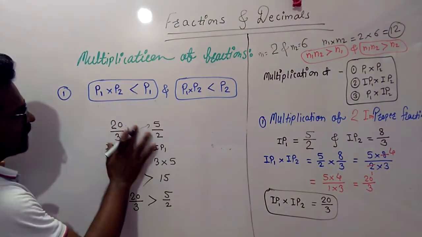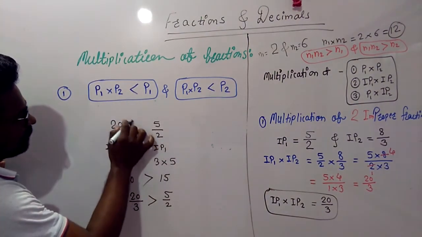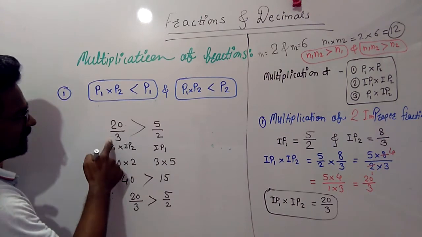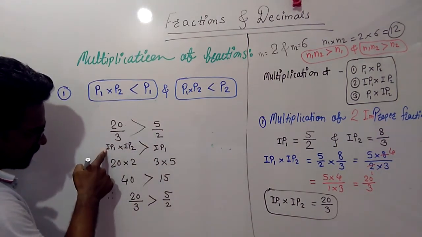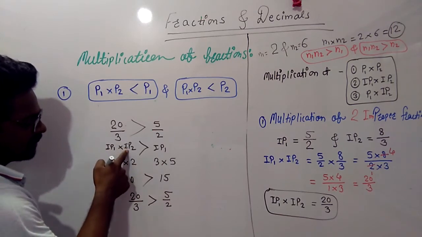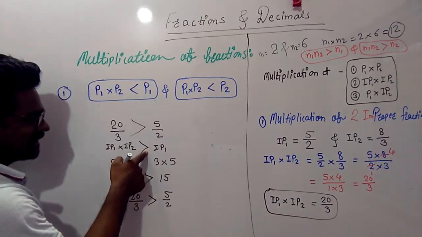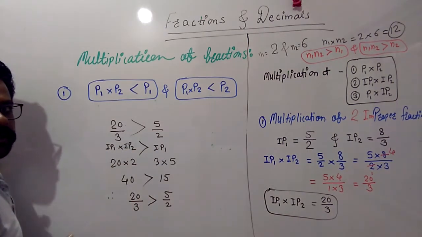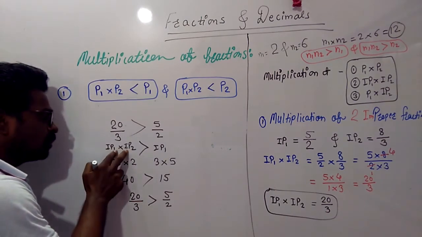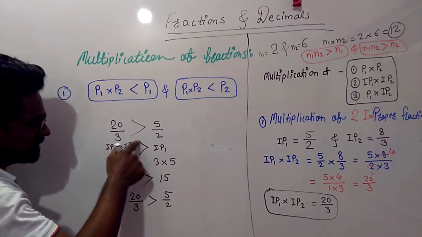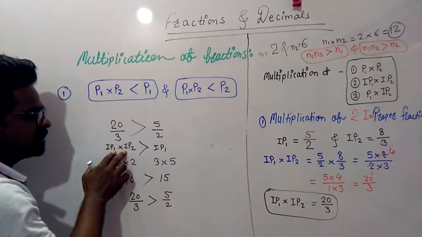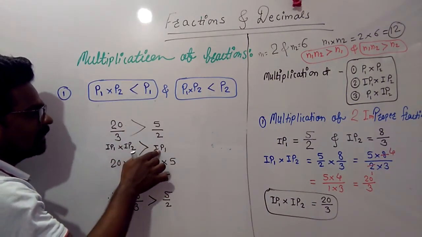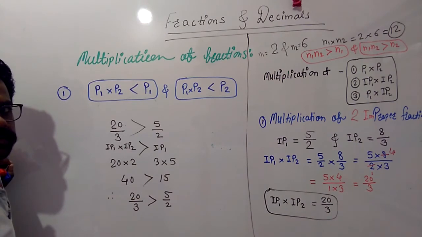Okay, so we can replace here, 20 by 3 is greater than 5 by 2. That means improper fraction 1 into improper fraction 2 is greater than improper fraction 1. That means the product of two improper fractions is always greater than individual improper fractions.